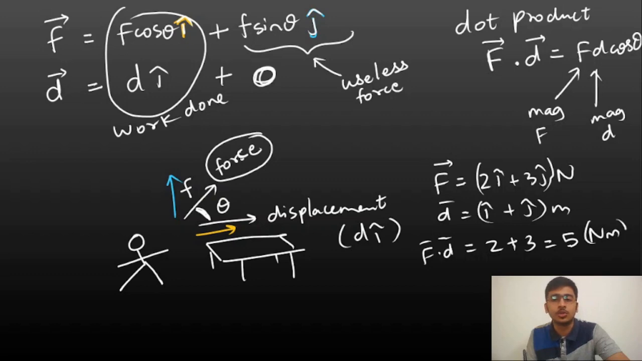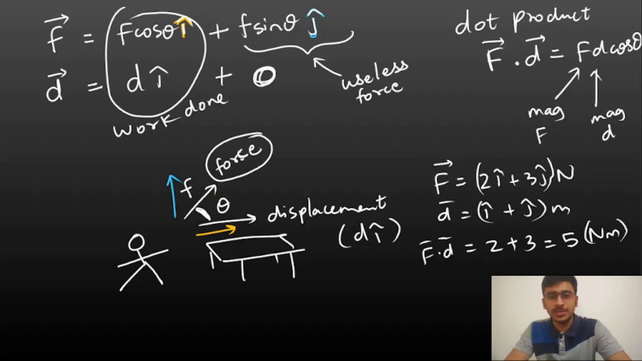Newton meter is joules. Don't take it in a cross product fashion. I'll explain what that is also. But this is how we get dot product. I hope this explains the basic concepts of dot product.